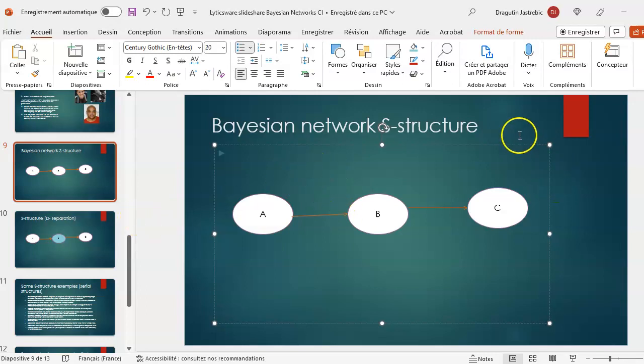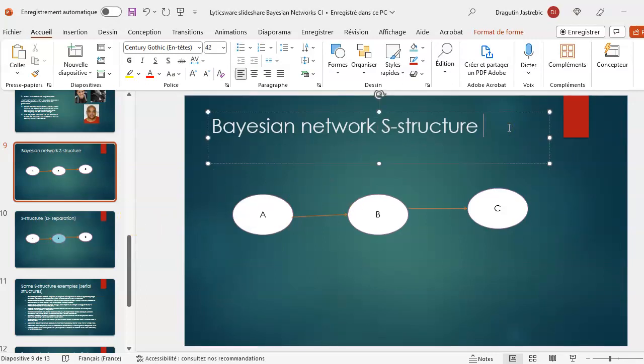Hello, here we go again with Bayesian networks. Today we will talk more in detail about S-structures, meaning serial structures. We have three nodes, of course, and node A is influencing node B, and node B is influencing node C.